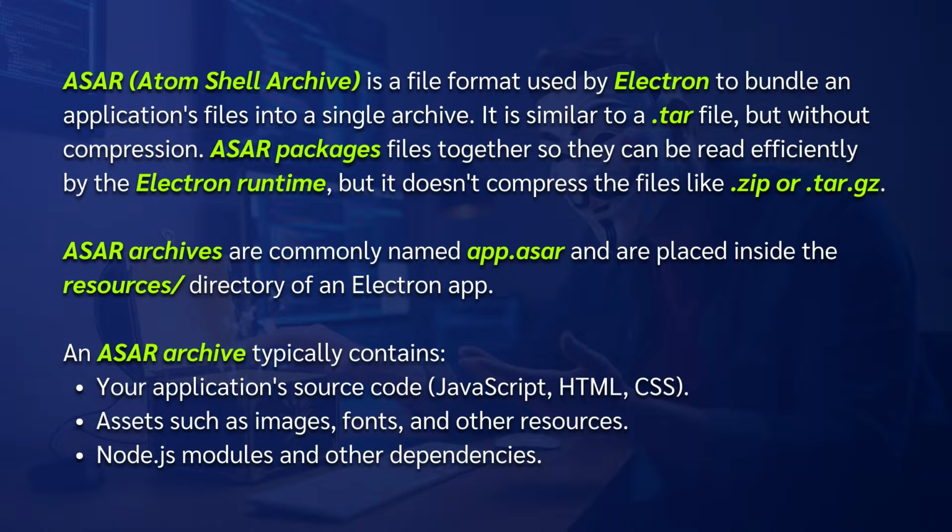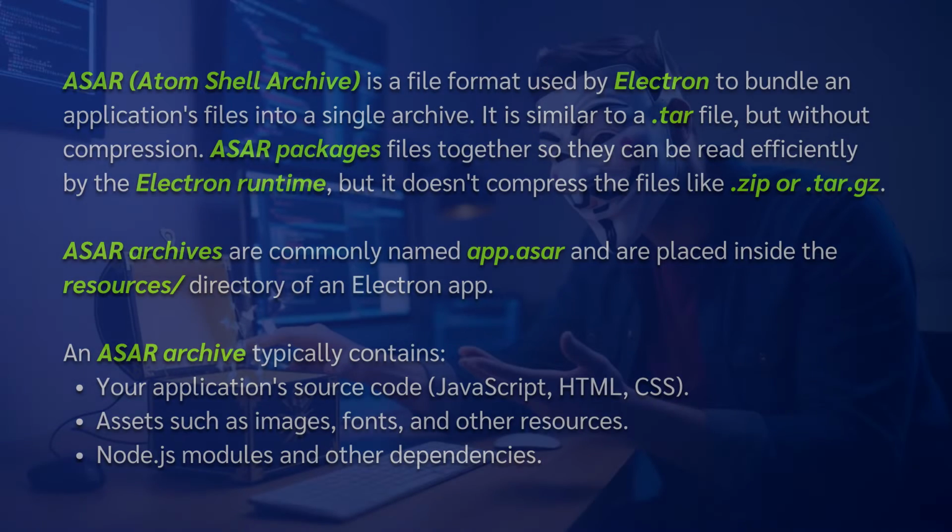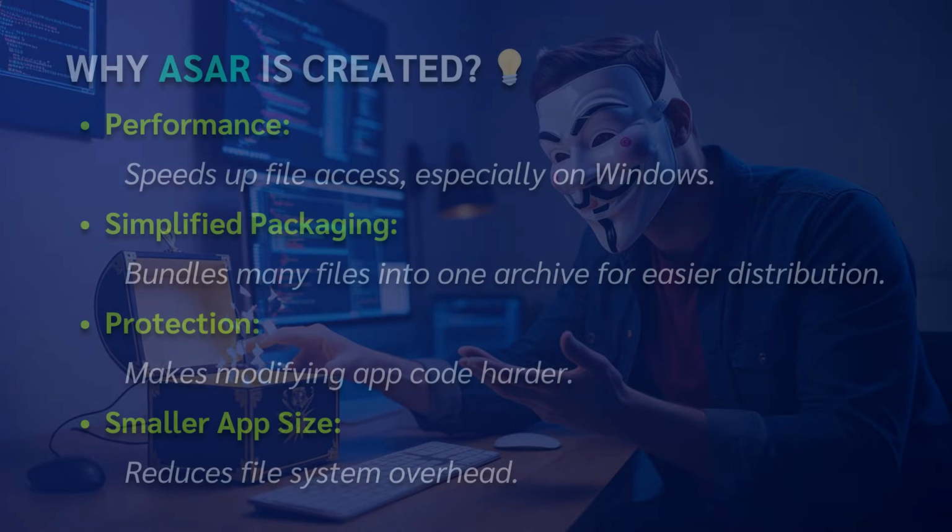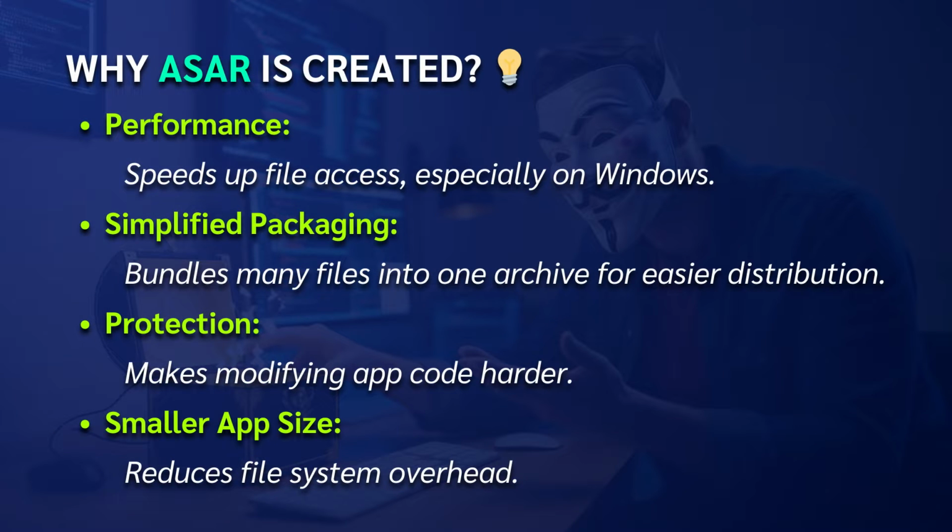ASAR, Atom Shell Archive, is a file format used by Electron to bundle an application's files into a single archive. It is similar to a .tar file, but without compression. ASAR archives are commonly named app.asar and are placed inside the resources directory of an Electron app. ASAR is created for performance, simplified packaging, protection, and smaller app size. It helps in efficiently managing resources and ensures that applications are both secure and lightweight.